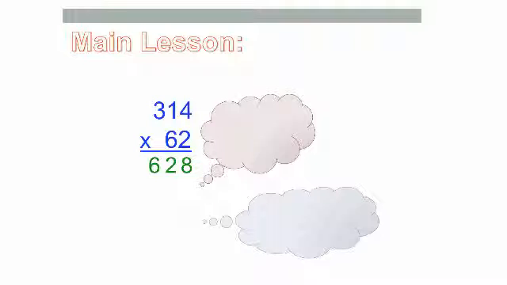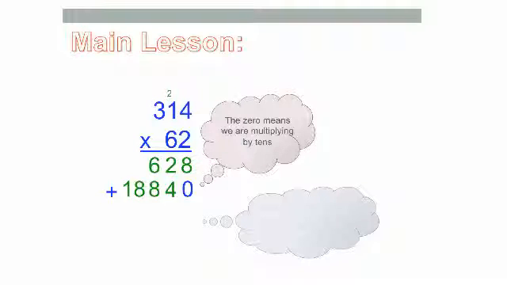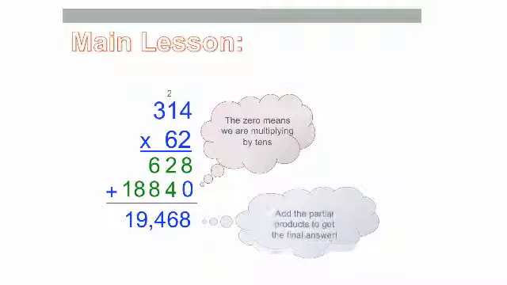We will then move to the next digit and multiply 314 by 60. We will add a 0 to show that we are multiplying by tens. 6 times 4 is 24, and we carry the 2. Next, 6 times 1 is 6, but we add the 2 to get 8. And 6 times 3 is 18. Lastly, we will add the partial products to get a final answer of 19,468. 19,468 is the final product.